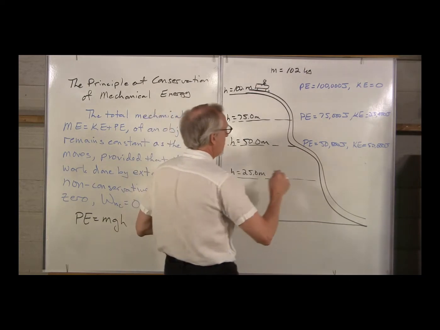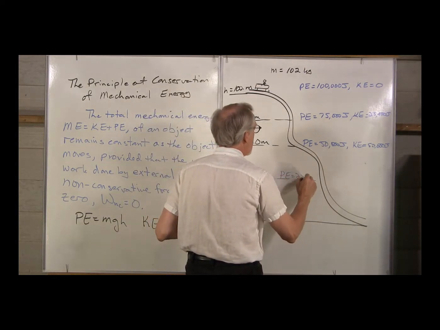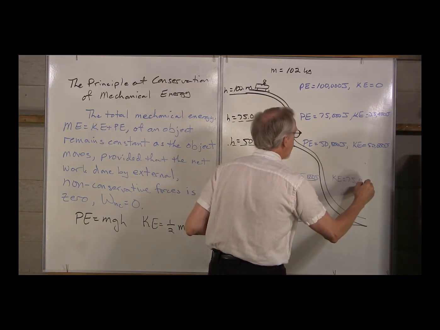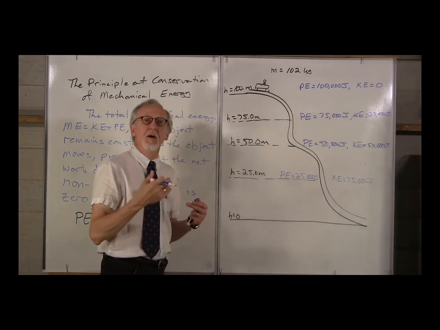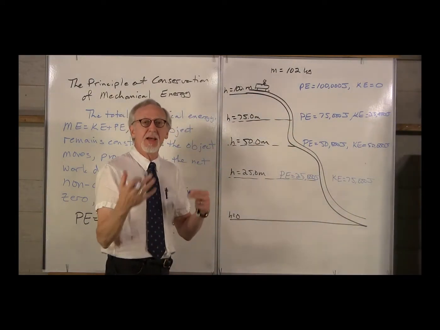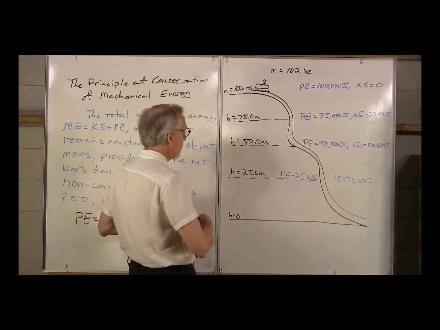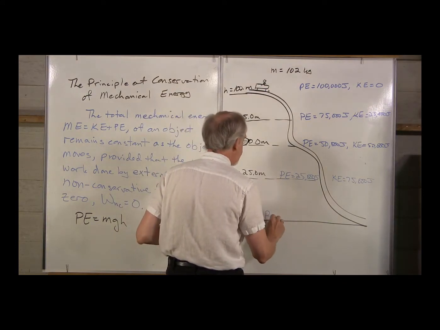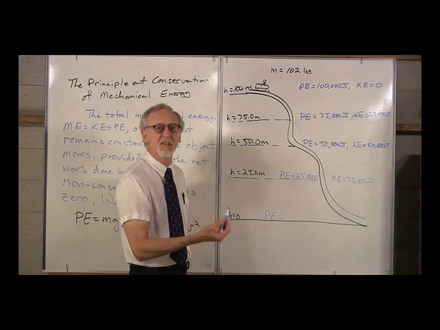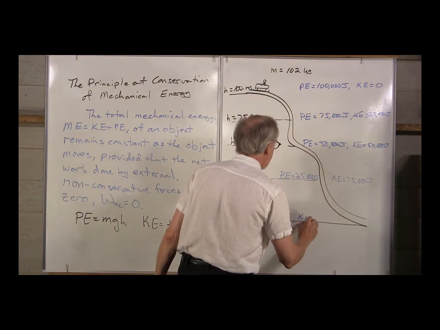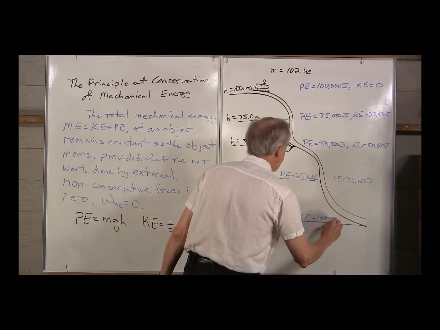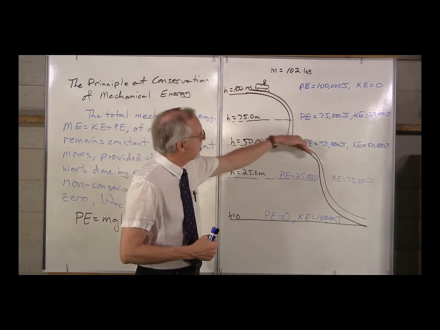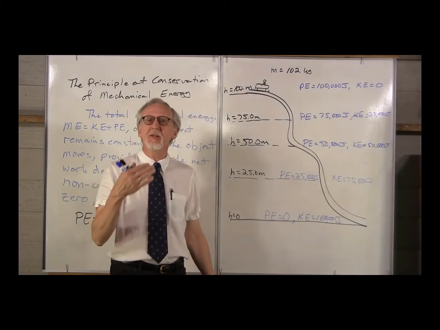The potential energy is now 25,000 joules. The kinetic energy is 75,000 joules. We've lost more potential, gained more kinetic, but the total is the same. All the way down at the bottom, where the height is 0, what has happened? At this point, the potential energy is what? 0. And the kinetic is 100,000 joules.